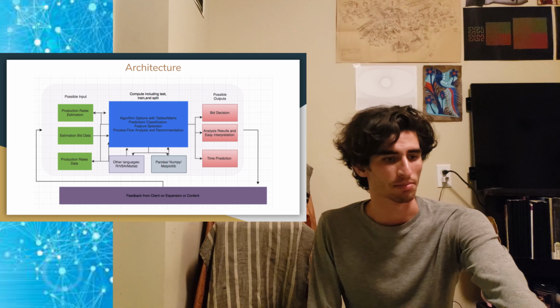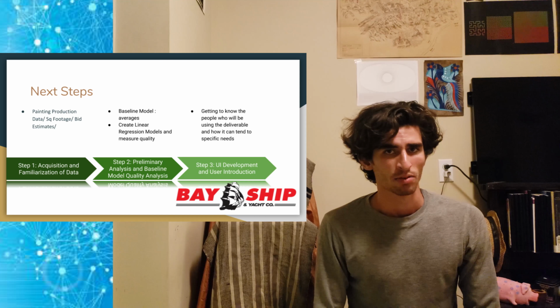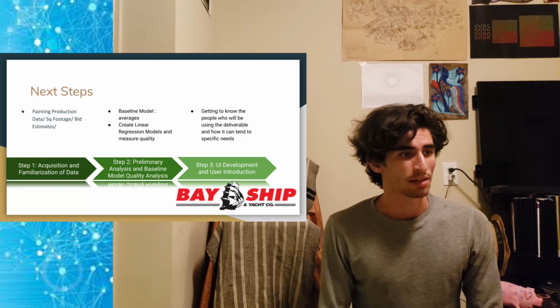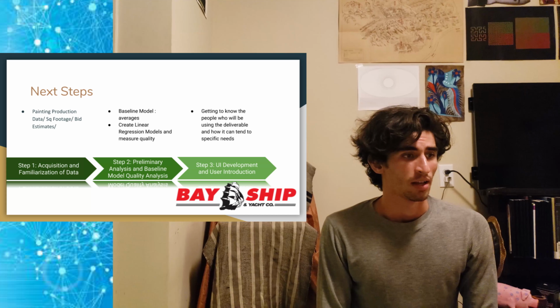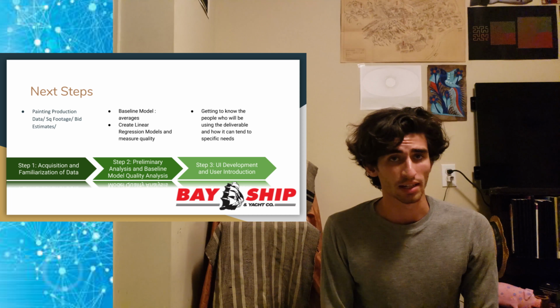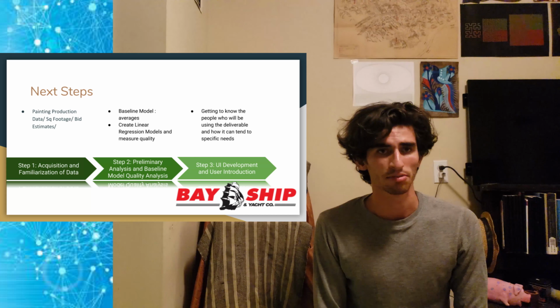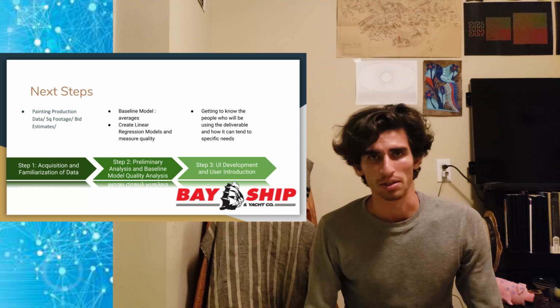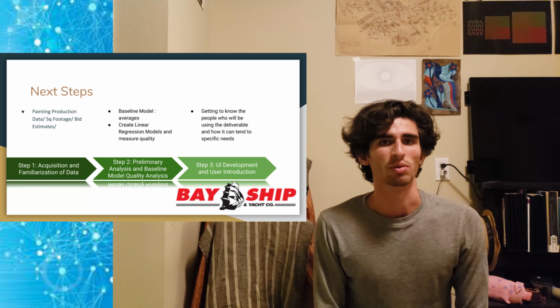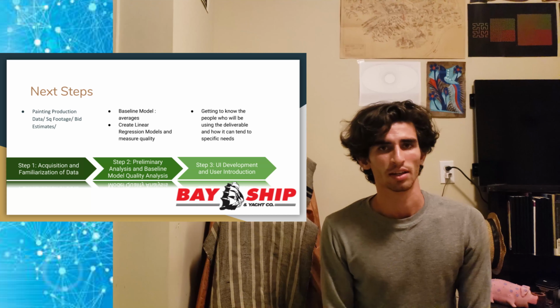What are the next steps for our team? The first step is going to be to acquire the data and familiarize ourselves with the data. We want to be able to know what we're doing. The second step is to make some preliminary analysis, know which models we're going to use, and do a baseline model quantity analysis. And from there, we will move on into the user interface development, the UI, and the user introduction. That also means getting to know the people that we're going to be working with, being able to talk to them, hear their needs, and therefore provide a product that is going to be very valuable for them.